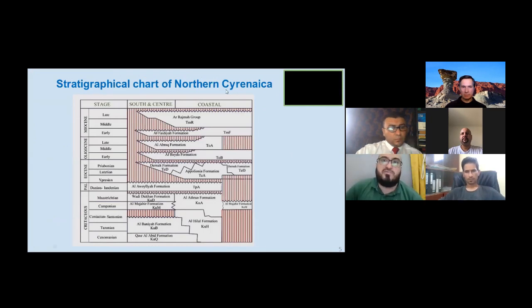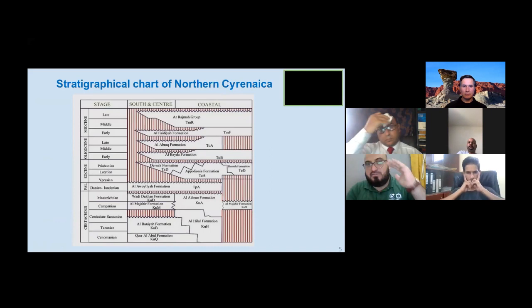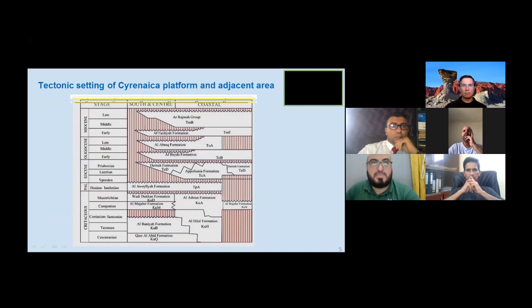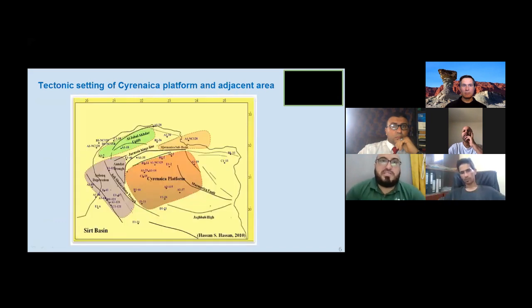Here, in general, is the stratigraphic chart of northern Cyrenaica, where you see the exposed succession. It starts from late Cretaceous to late Miocene, or to Quaternary. And here in the Miocene, our study focuses on this age, or this time. Tectonic setting of the Cyrenaica platform: you see here the Jurassic hinge line separating Jabal al-Akhdar to the north and the Cyrenaica platform to the south.